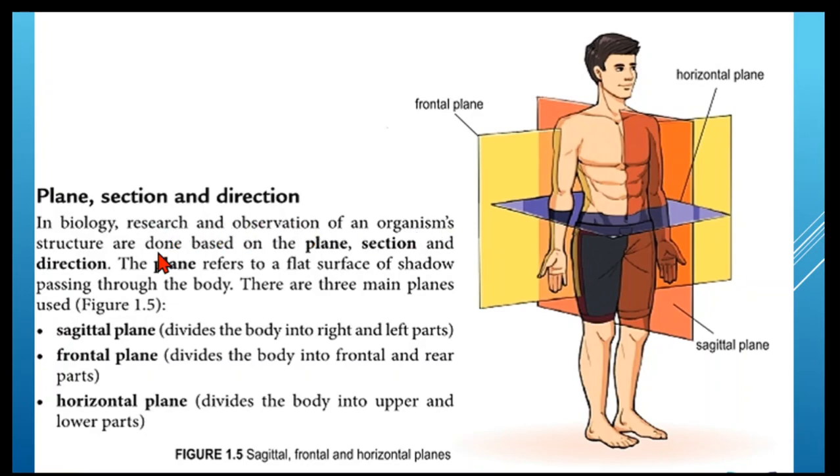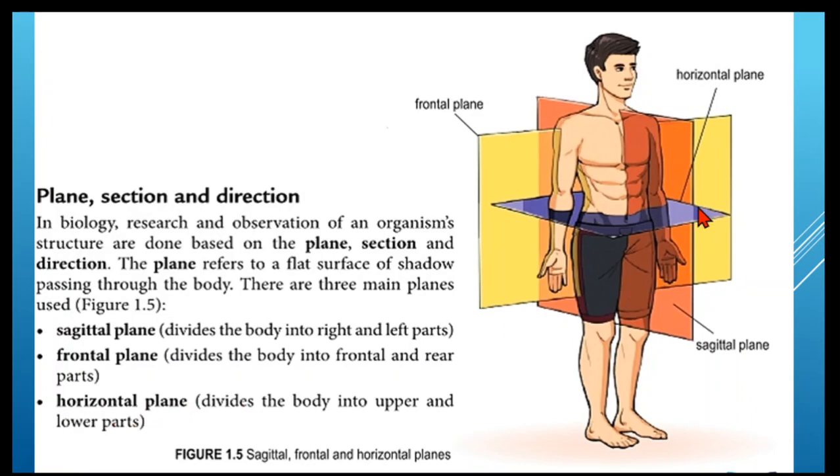Research and observations of an organism's structure are done based on plan, sections and direction. The plane refers to a flat surface passing through the body. There are 3 main planes used. Refer to this figure. Sagittal plane, this one. The frontal plane divides the body into front and rear parts. Front and back, that is the frontal plane.